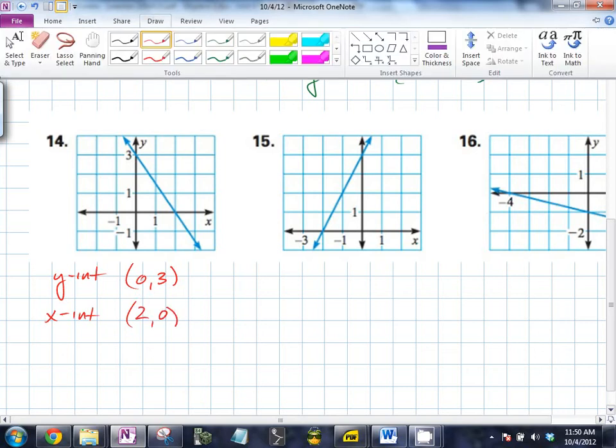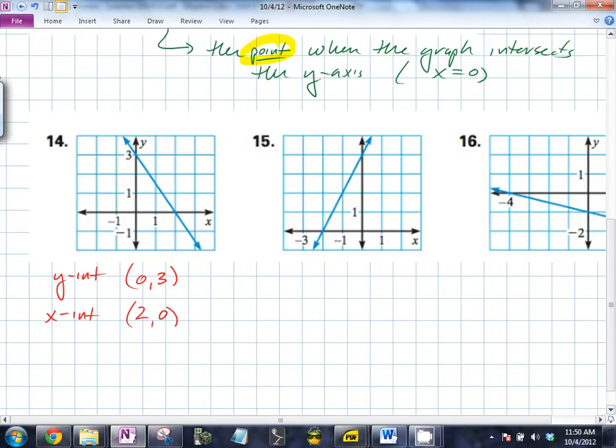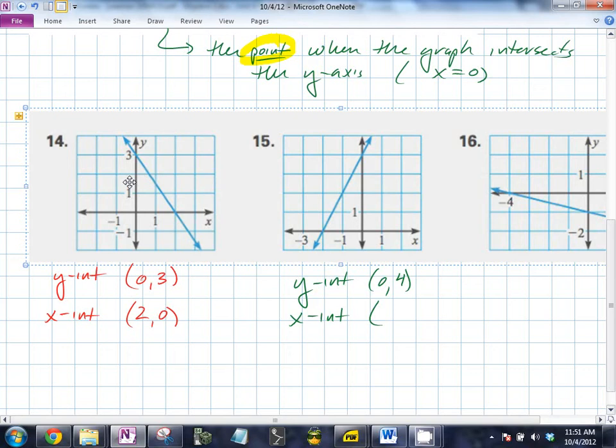Number 15. Who wants to tell me both intercepts? Xavier, what's the y-intercept? 0, 4. Yeah, woohoo! What's the x-intercept? -2, 0. Yeah, good job.